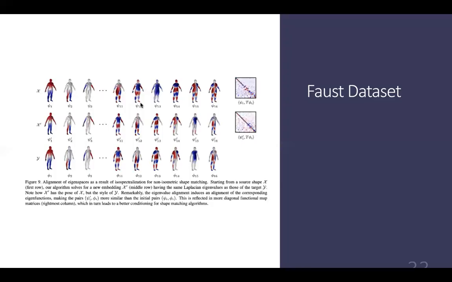So here is an example of what the paper implemented on the FAUST dataset and what we wanted to implement. As we can see, there is an original X and then an X prime, which is deformed to look like target Y. And then you would run the shape matching algorithm between X prime and Y. And as you can see, there is a more diagonal functional map matrix, which led to better conditioning for shape matching algorithms.